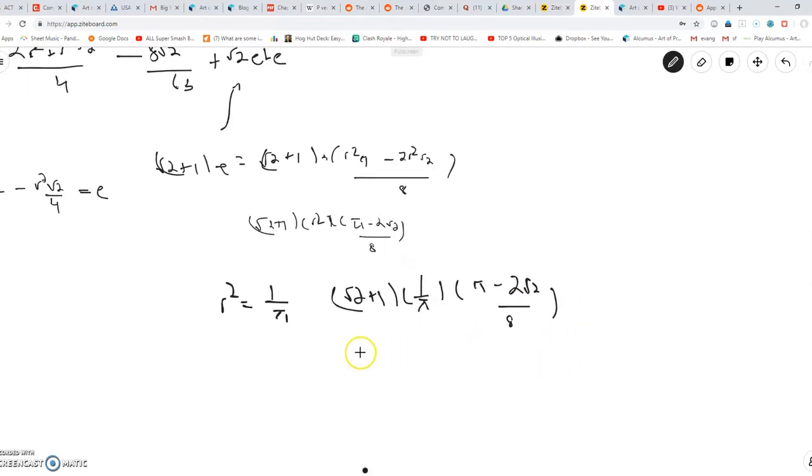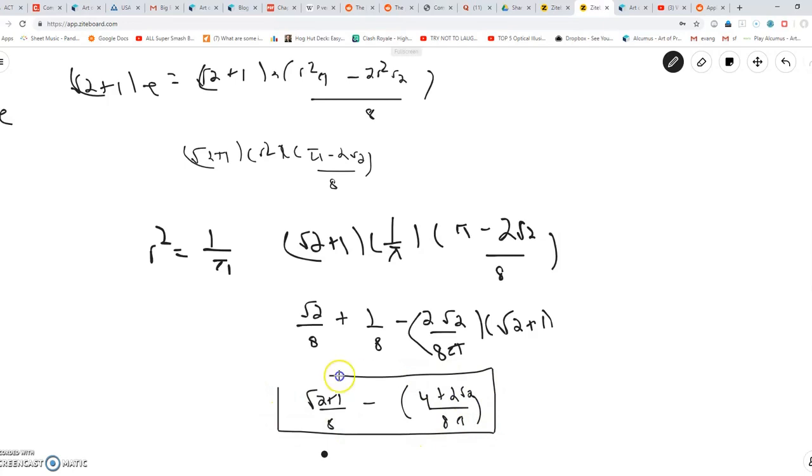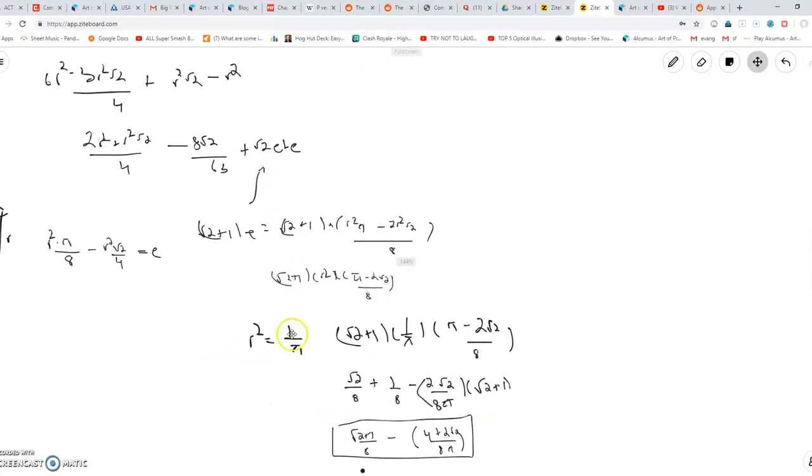This doesn't simplify very well. It simplifies to square root of 2 over 8 plus 1 over 8 minus 2 root 2 over 8 pi, which is equal to, or times root 2 plus 1. And this is equal to square root of 2 plus 1 over 8 minus 4 plus 2 root 2 over 8 pi. So this is equal to square root of 2 E plus E.